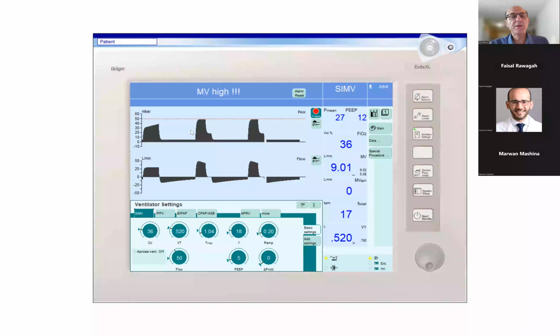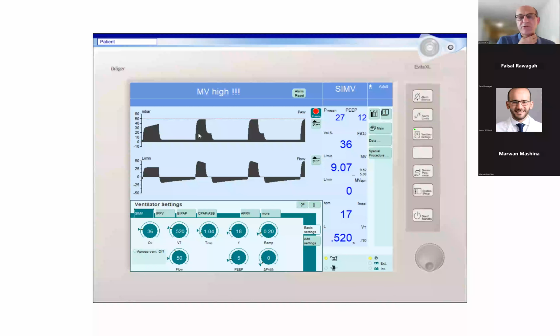Okay, I'm going to freeze it for you so you can see the difference. And you can see how the peak inspiratory pressure is increased further. And why did this happen? Because of the flow.